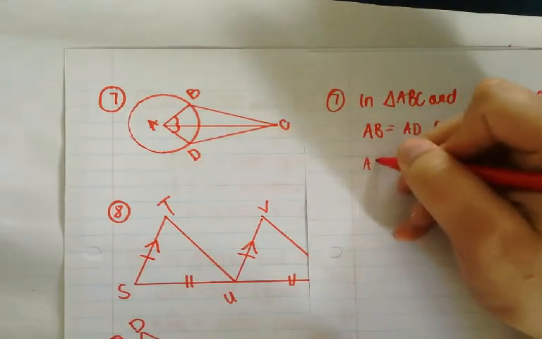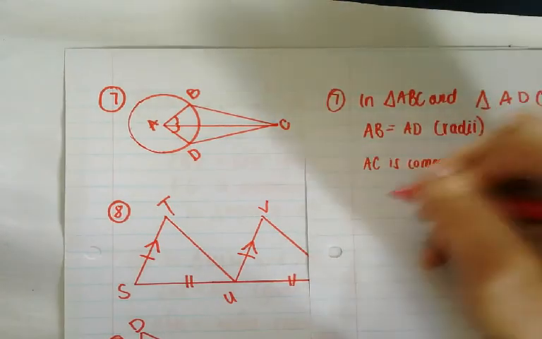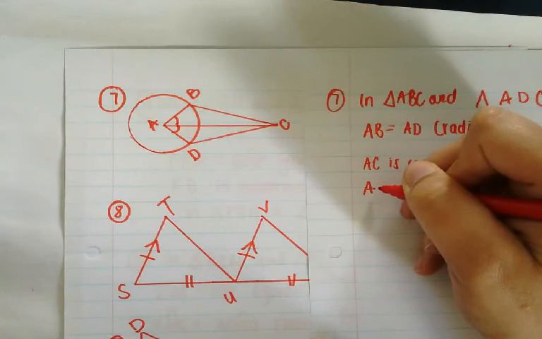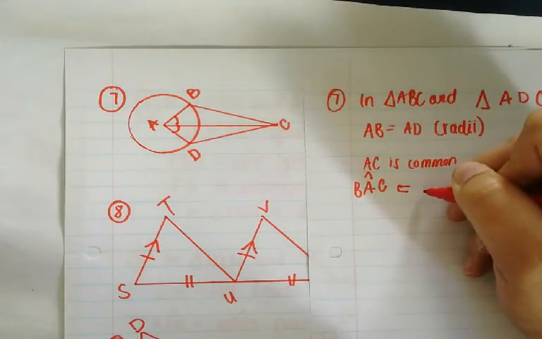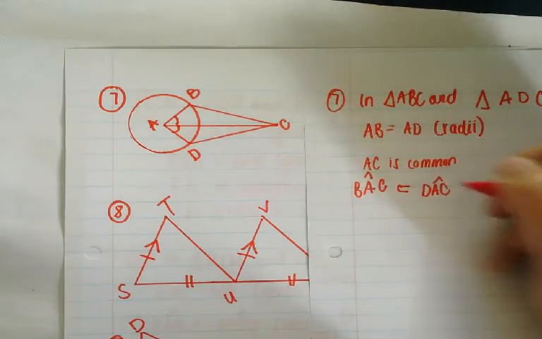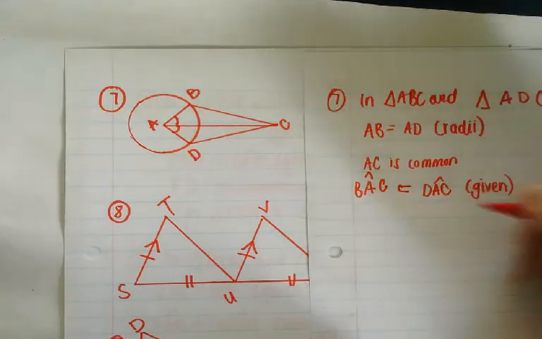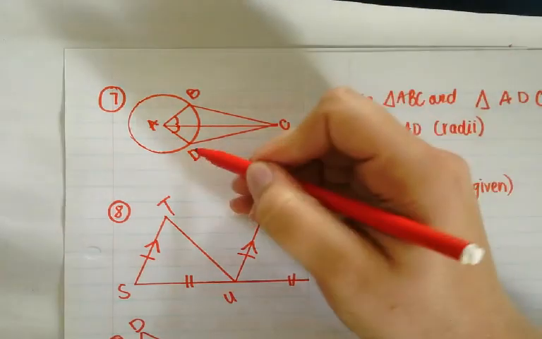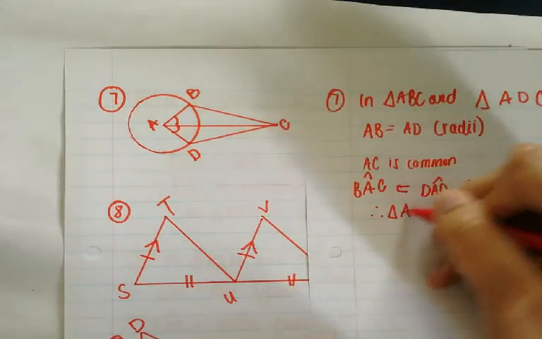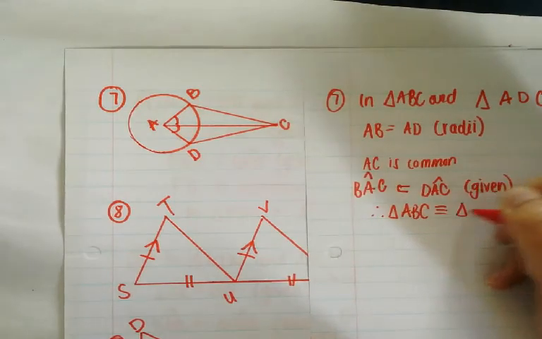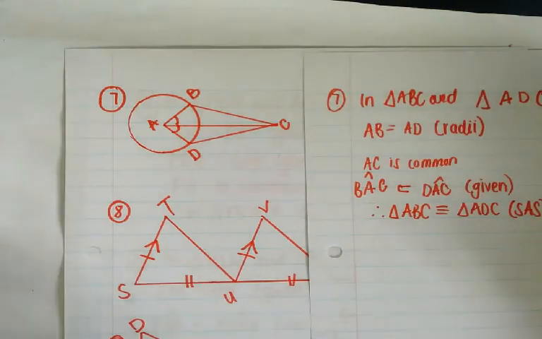Then AC is common. And I'm going to use 3 letters because there's 2 angles at A, so it's BAC equals to DAC given to me. That is 2 angles with a side, so that looks like SAS. SAS, perfect. So therefore, triangle ABC is congruent to triangle ADC with the side, the included angle, and the side.